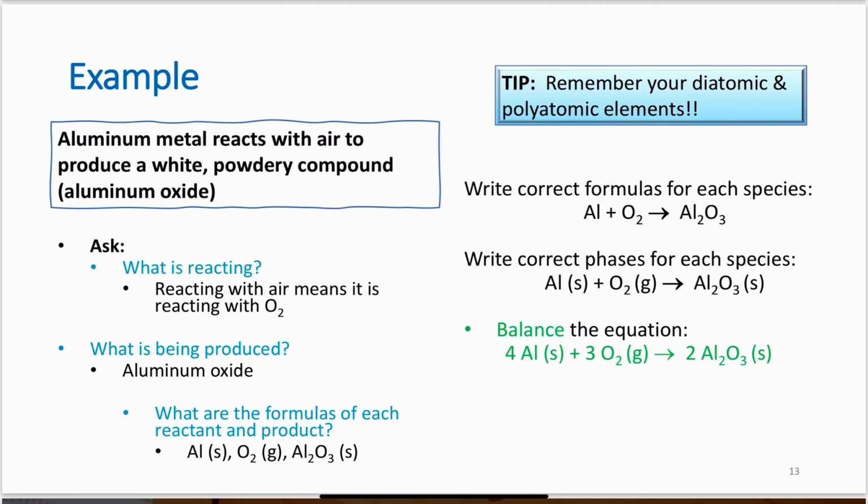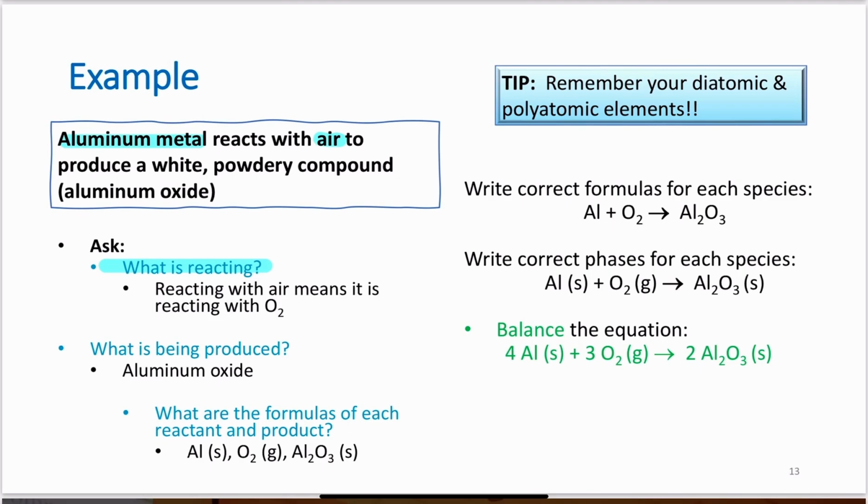Let's work an example. What if I gave you the compound in words? How would you work through this? If I said aluminum metal reacts with air to produce a white powdery compound, aluminum oxide, what I want you to ask first is, what is reacting? Well, it tells me aluminum metal reacts with air. Aluminum metal, pretty straightforward, Al, solid. Al is the symbol for aluminum. But reacting with air means reacting with O2.